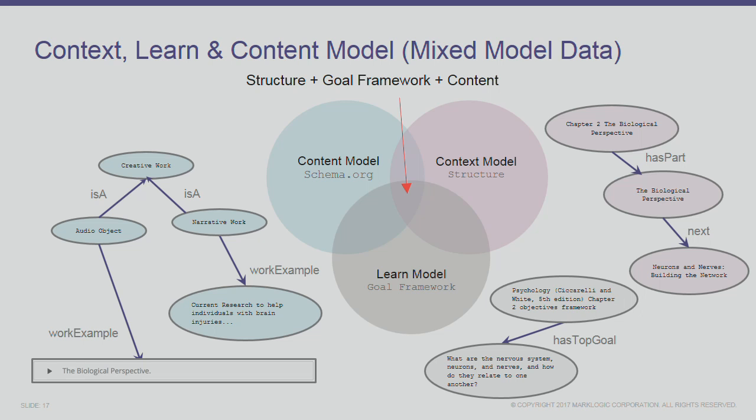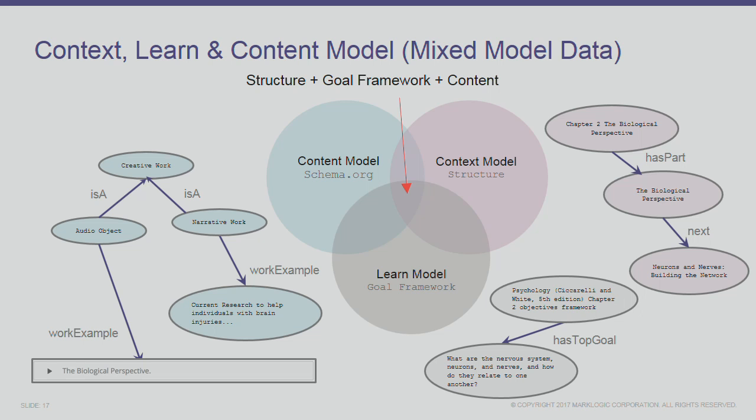I think it's really interesting as we talk about multi-model, and I'd like to talk through the intersections of each of these models. You can imagine we have the context model, content model, and learn model. The intersection of the content model with the context model might satisfy queries like, provide me with all of the video assets contained within this course. That would be the intersection of the top two models. That might be beneficial for rights clearance purposes, or an editor looking for video assets within a particular title.